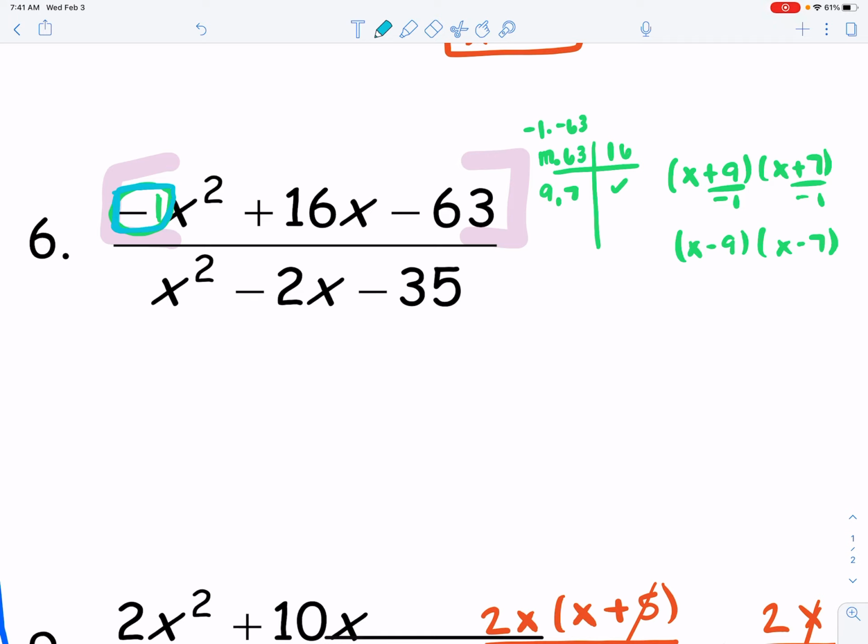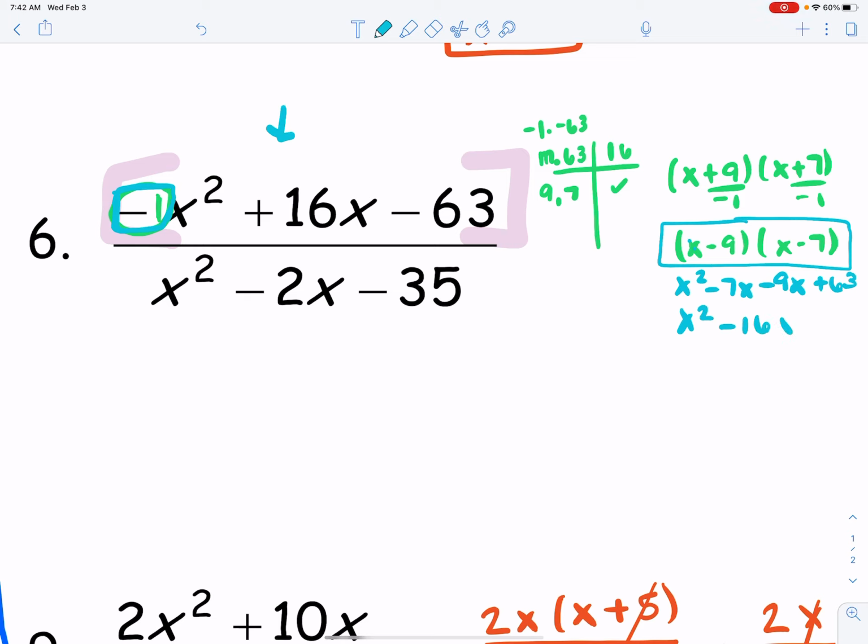Because if you jump straight through the multiply add chart, you end up with this answer. Well, if these are truly the factors, then if I multiplied it back out, I would end up with this again. So let's check it. X times x, x squared. X times -7 is -7x. -9 times x, -9x. And -9 times -7 is positive 63. So I have x squared minus 16x plus 63. And that is not the same as what I started with because my x squared is still a positive value.